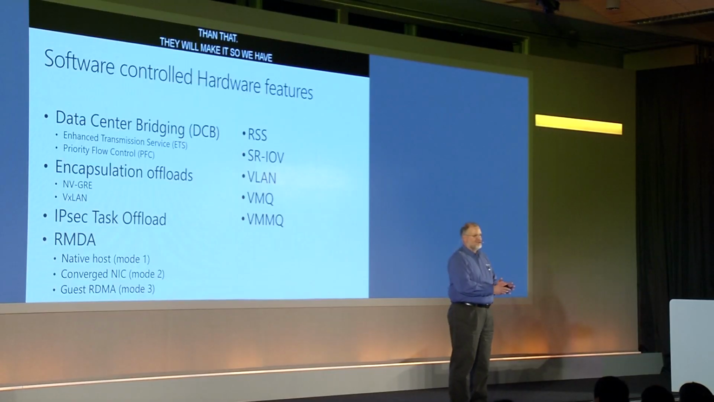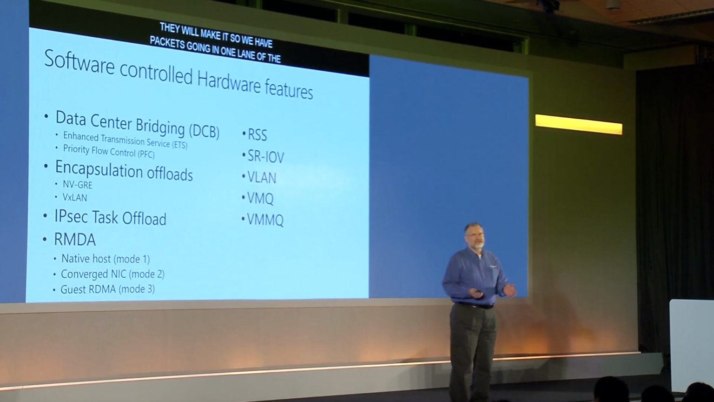DCB then is used to make it so that we can have some packets going in one lane of a highway where there's no accidents that can occur, and all the other packets can fight for the other lanes of the highway, and if they have an accident, we just resend them.